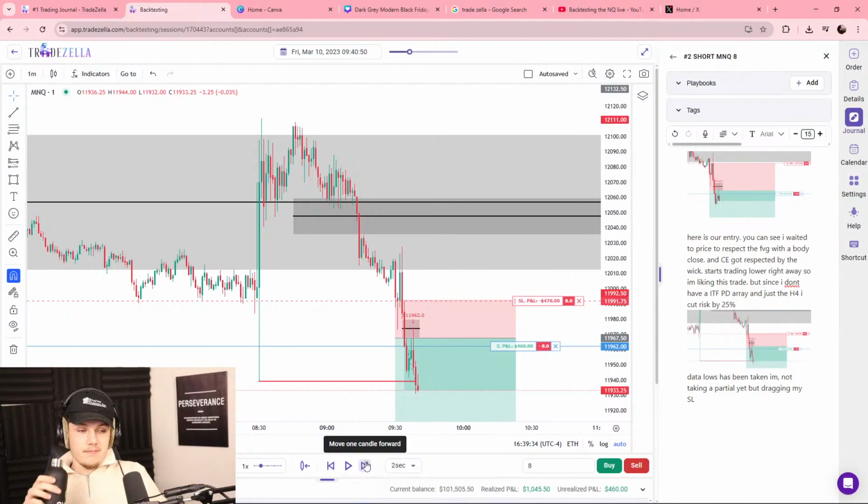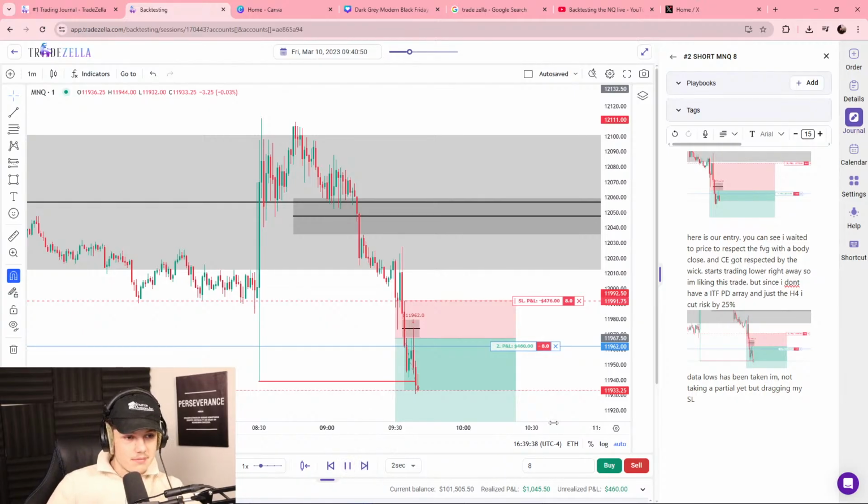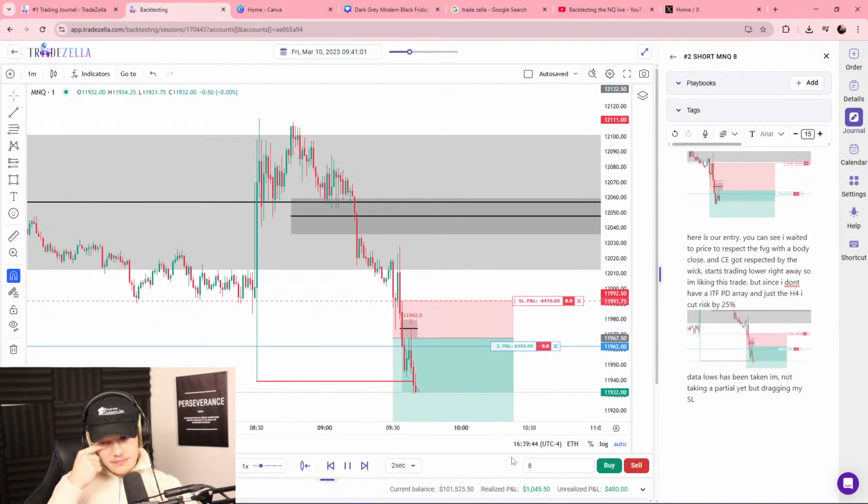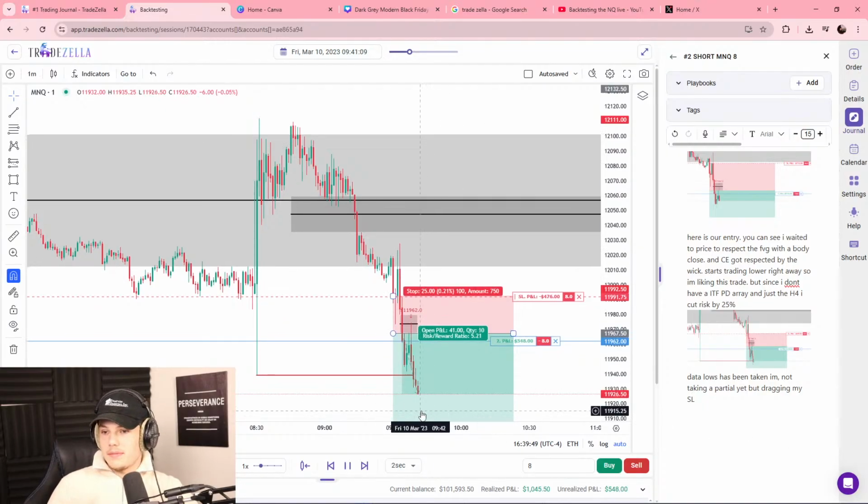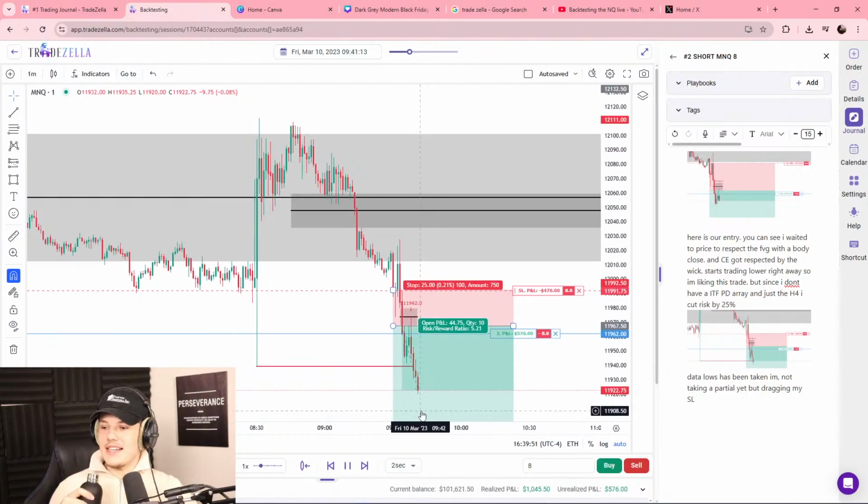But so far this trade's looking good. I'm just gonna click play, so it's like the real markets, you know. Clean reaction so far. It's 9:39 p.m.